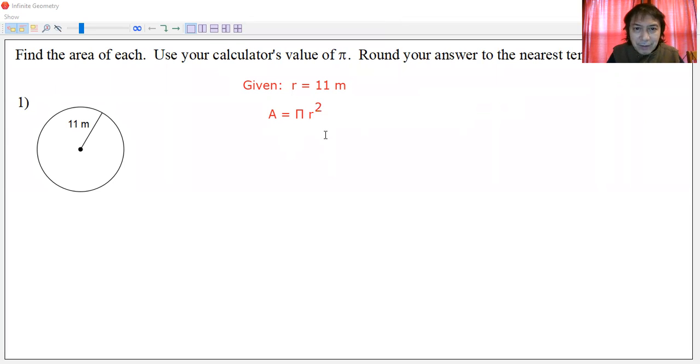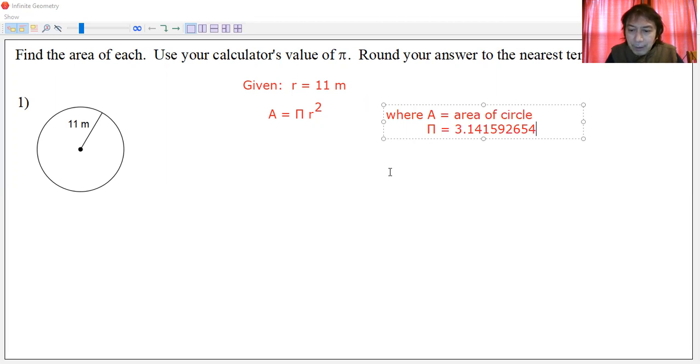This will be our formula for a circle, where A is equal to the area of the circle. We have the pi, of course. The pi is a Greek letter with a value of 3.141592654, a pure number. And r is the radius of the circle.